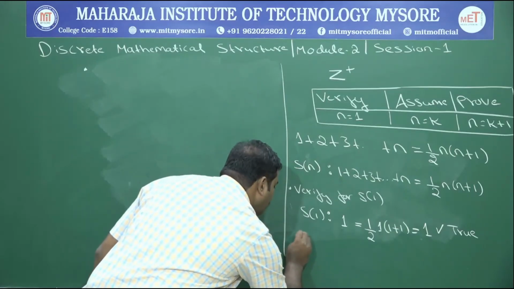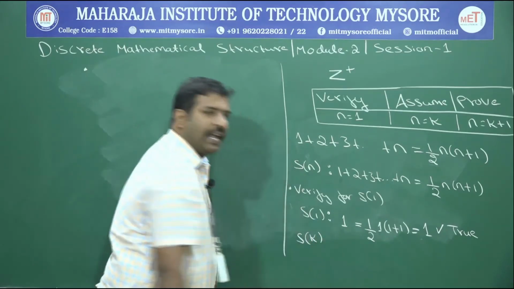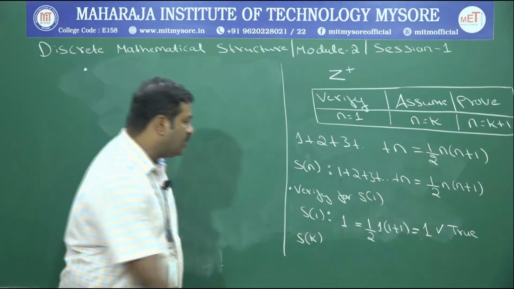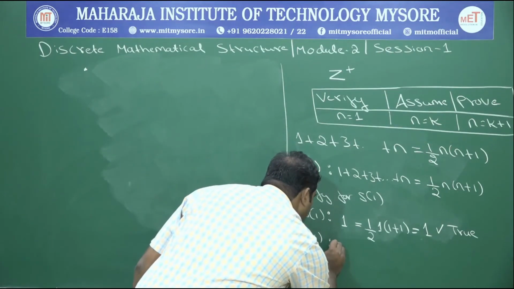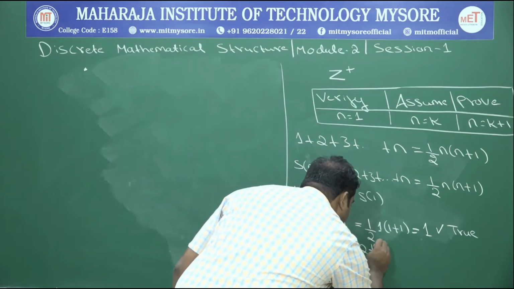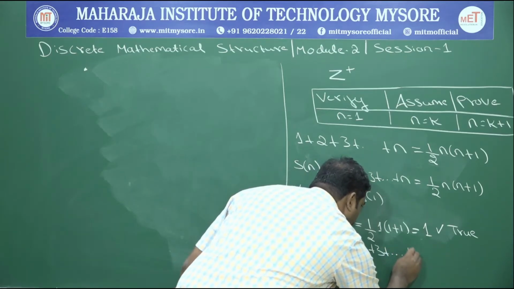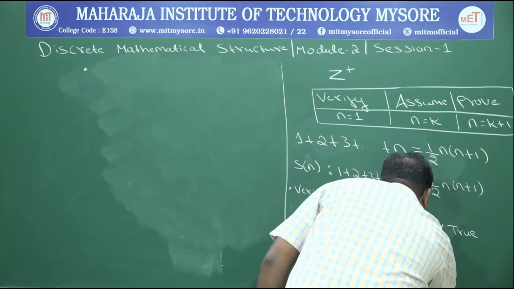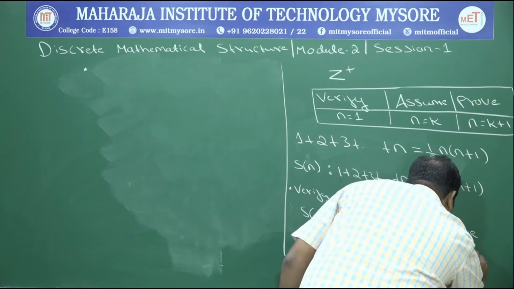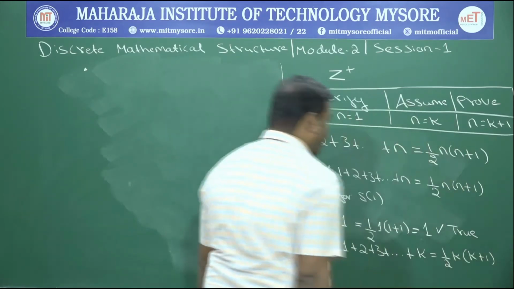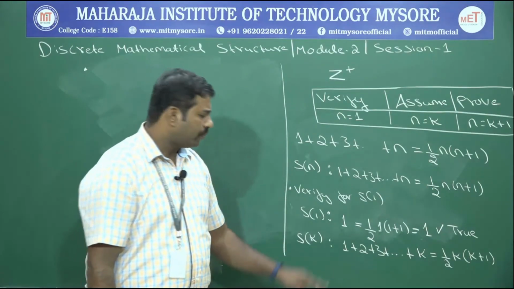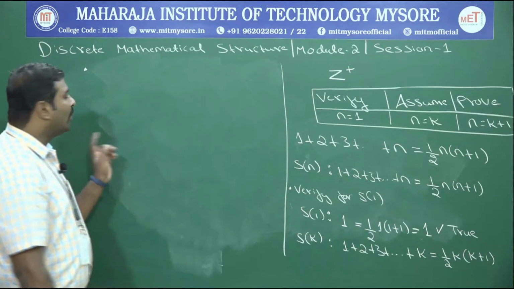Now, I need to assume for S of k. So, S of k will stand as 1 plus 2 plus 3 plus so on plus k equals 1 by 2 k into k plus 1. And I am assuming this to be true. Assuming this to be true, I'll go to the next step now.